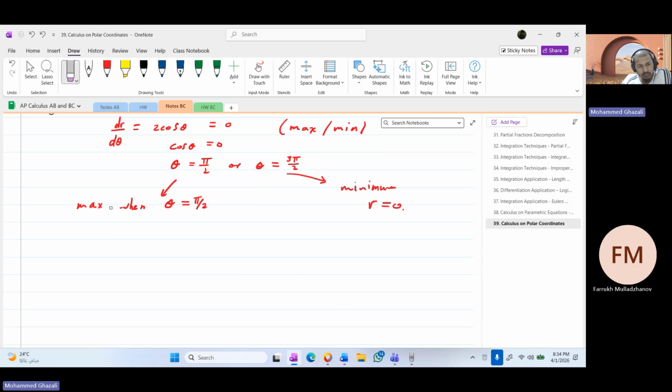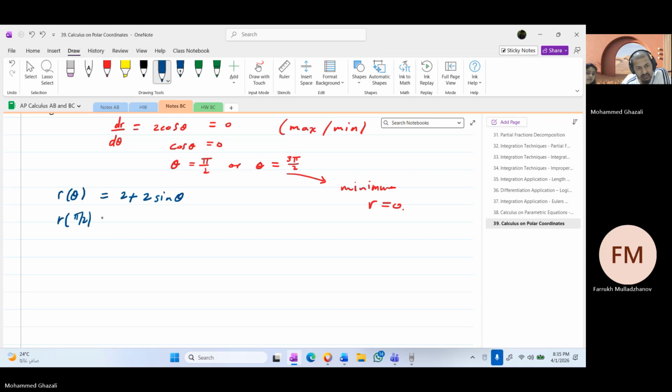How do you know it's the maximum or minimum? So you need to substitute the value of theta, which is pi by 2, into the function r is equal to 2 plus 2 sine theta. That's r of theta, right? So what's r of pi by 2? Sine of 90 is 1. So 2 plus 2, which is 4. So you can see this is the maximum.